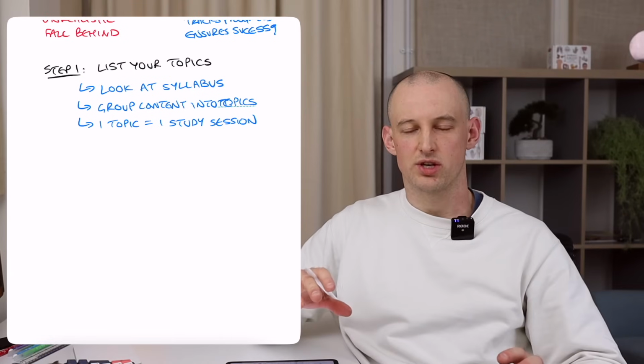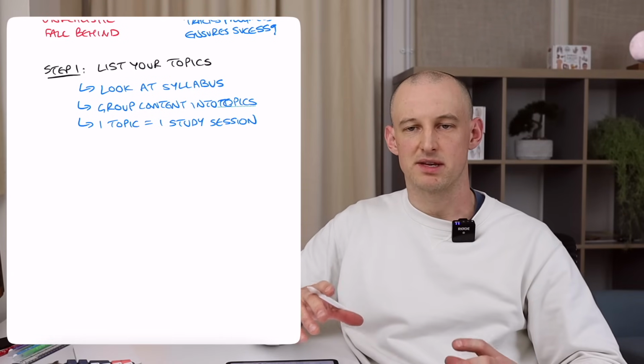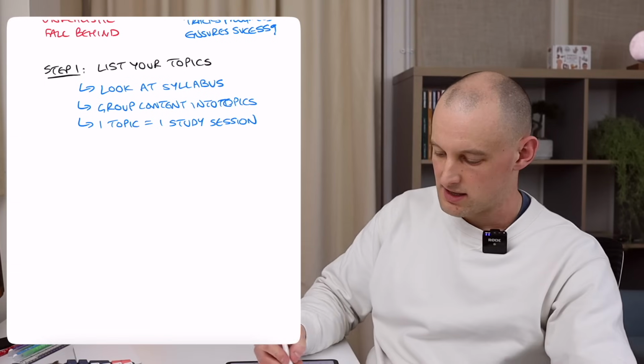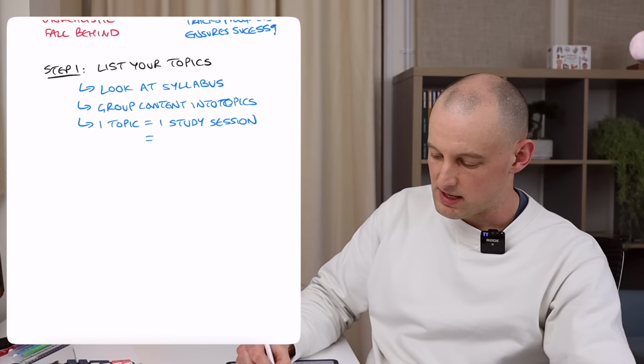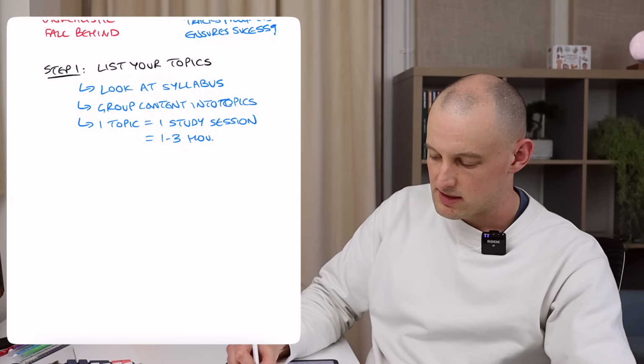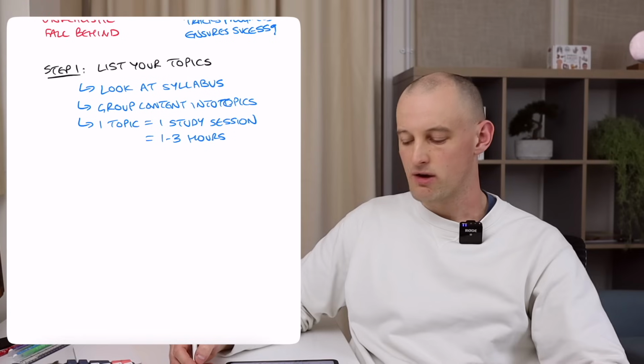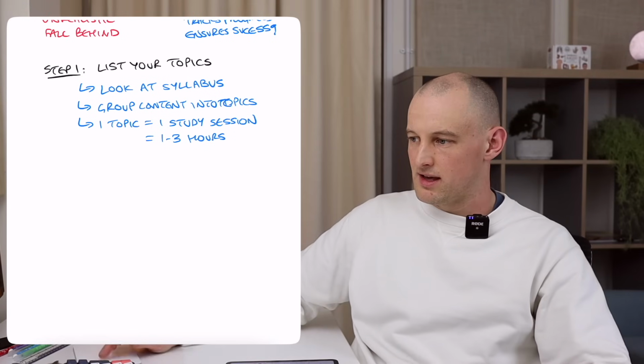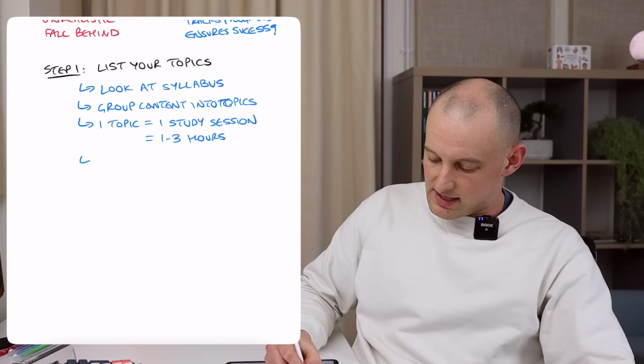So when you're preparing for an exam, group them into topics that you can study in one sit-down session. And this session should be 1 to 3 hours. So you should be able to cover a topic within 1 to 3 hours of work, sitting down and blasting through it. So then you should have a list of topics.